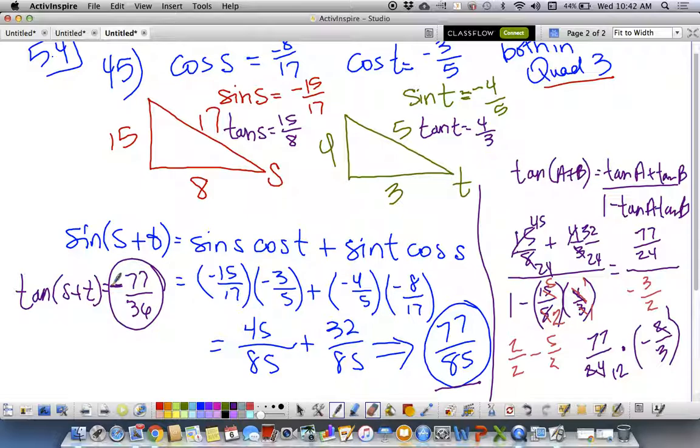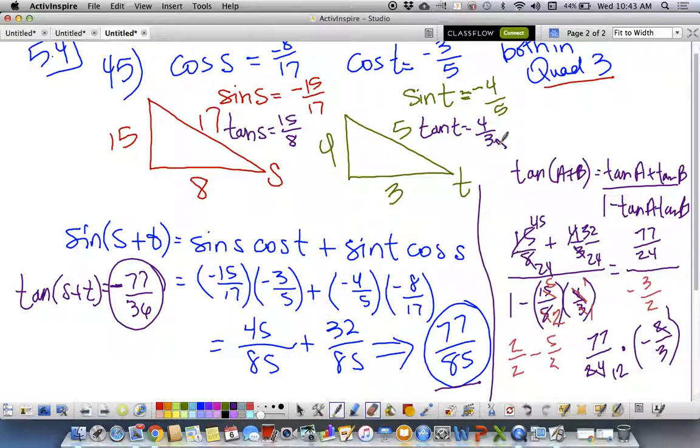2. Wait, why is tan S plus T negative? Because it's in quadrant 3. It is, okay, S is in quadrant 3, tangent's positive. T is in quadrant 3, and it's positive. But when I add two angles together, it went around again, and it landed in quadrant 2 when I added those two angles together. It'd be like adding 190 plus 260. They're both in quadrant 3, but when I add them together, it's well more than 360. Does that make sense? Yes, ma'am.